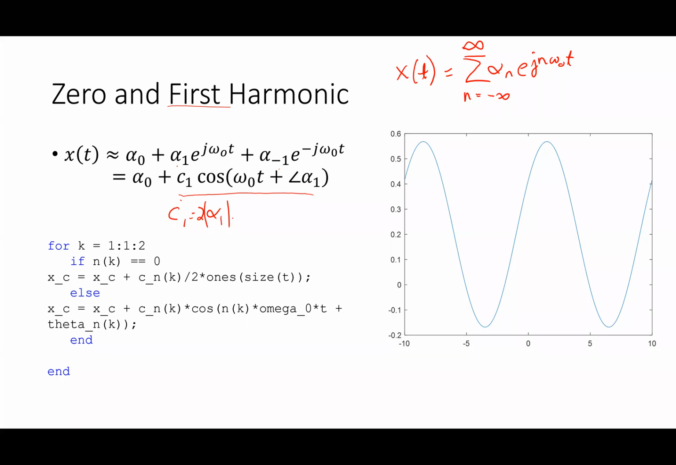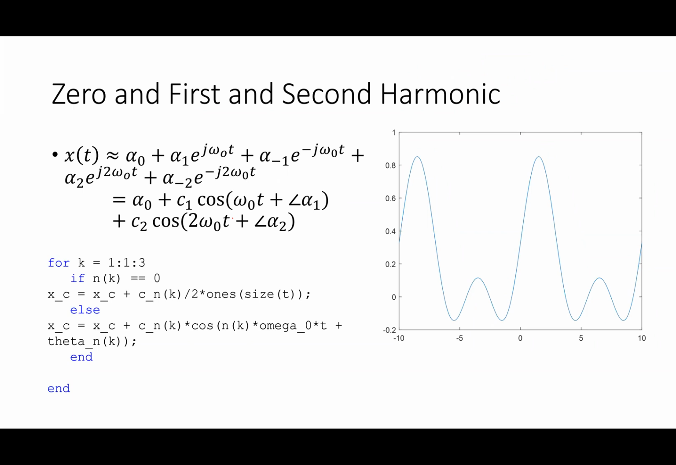If I include the second harmonic, what does that look like? What's the second harmonic going to do? Well, our approximation is going to get closer. To get it closer, I'm going to add in a term that has twice the frequency. So in this case, I've added two terms into the complex form, and I've added a single cosine at twice the frequency.